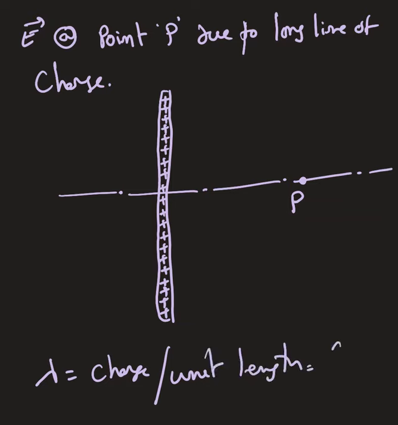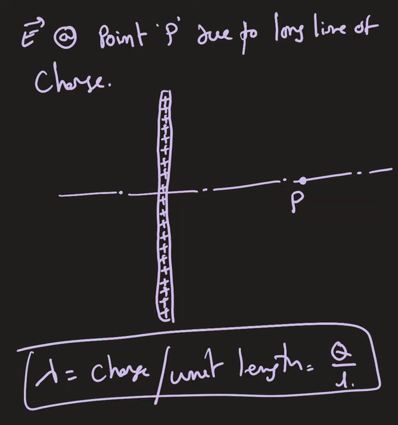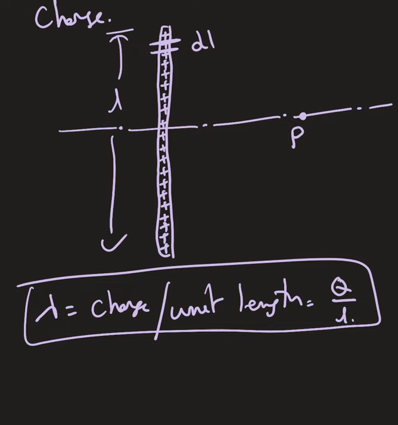Okay, so this is just Q over L. Lambda is Q over L, charge per unit length. Now, I'm going to define a small length here. So this length is nothing but dl, because the total length is, assuming this is the total L. So here Q is the total charge, L is the total length.